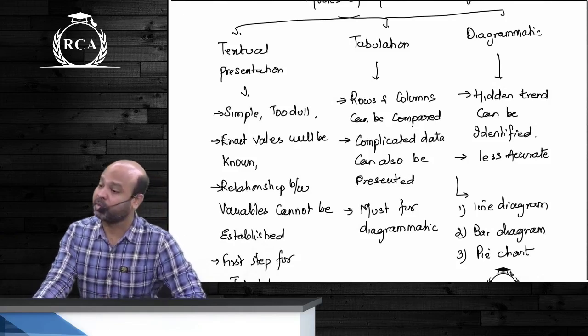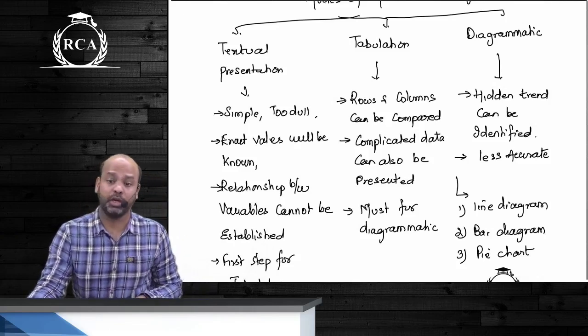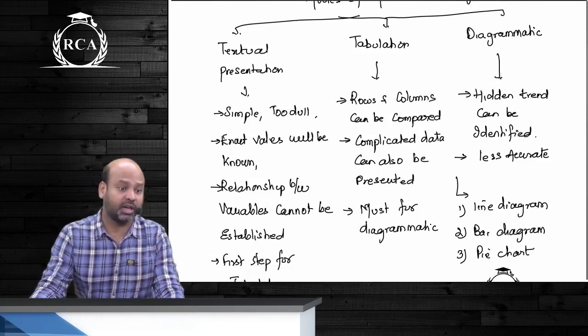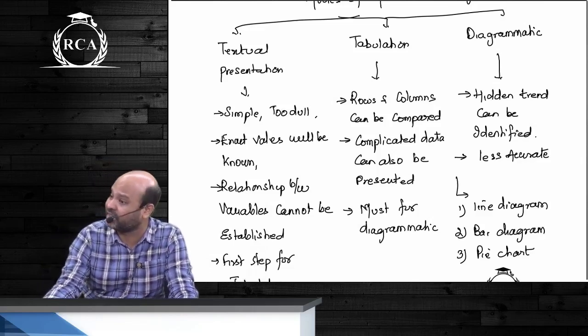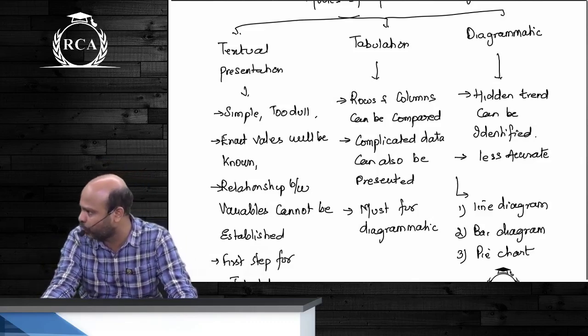But I told you this problem does not prevail in the current world because we all have digital graphs. If you have digital graphs, it will be easier to identify an exact value by simply pointing at that point in the graph.